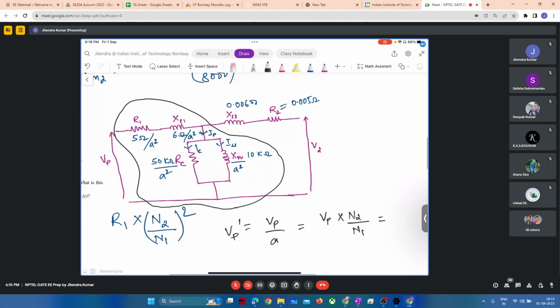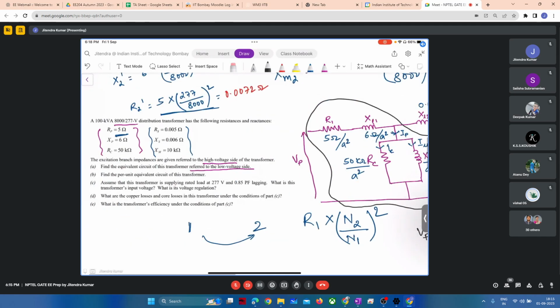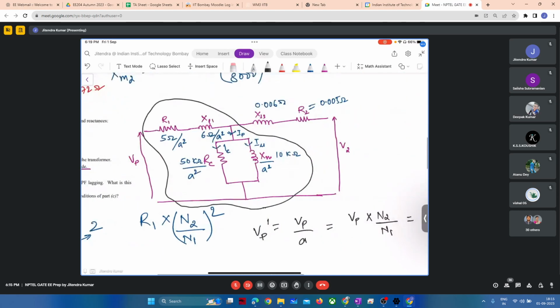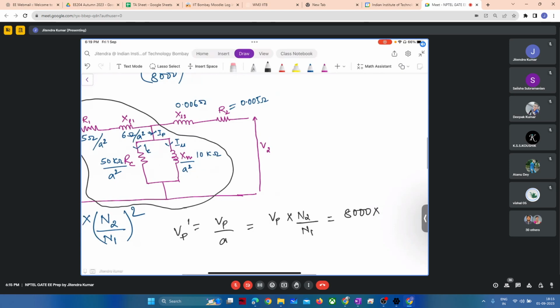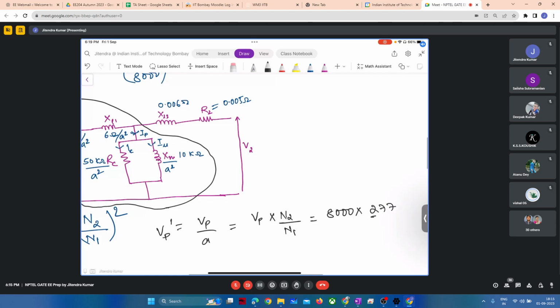So here we can write Vp was given as 8000, right? 8000 into 277 by 8000. So eventually it will be 277. Okay. So you can see this Vp by A is coming out to be 277 volt. Is it right? 277?